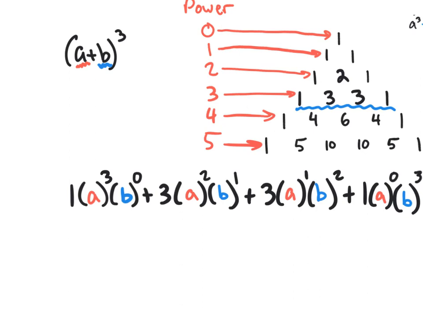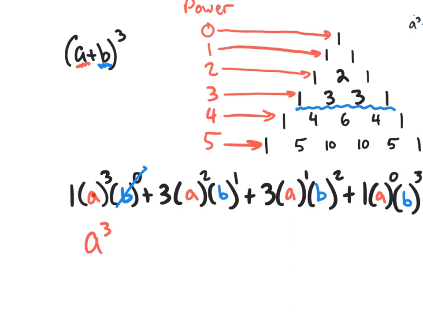Now, after that, you just need to do your work, right? So what is the work here? What's b to the 0? B to the 0 is 1, so you could just scratch that out. It's not there. And what is 1 times a to the third power? Well, that would be a to the third power. Okay.